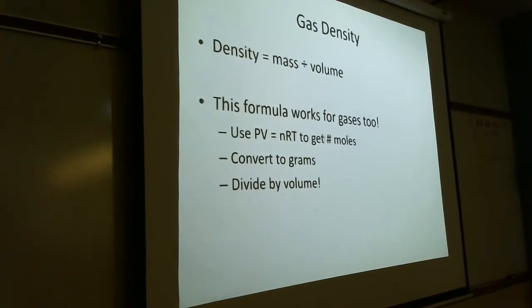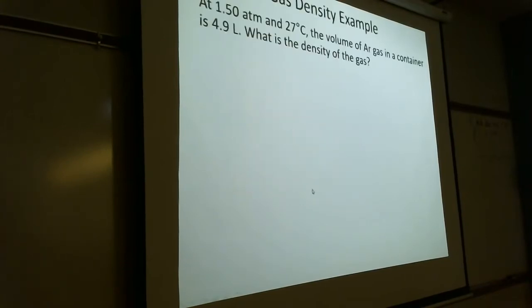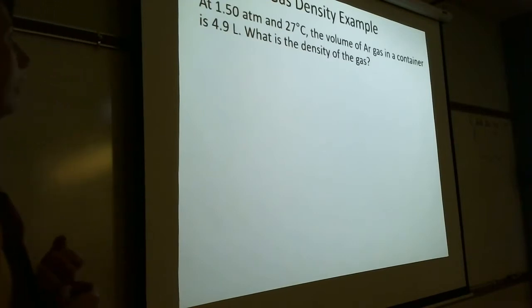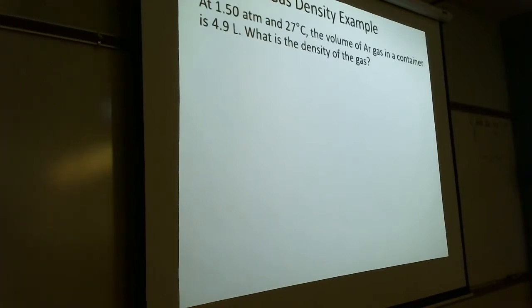To get mass, we have to convert to grams, and then we can divide by volume. So let's do this one together. At 1.5 atmospheres and 27 degrees Celsius, the volume of argon in a container is 4.9 liters. What's the density of this gas?